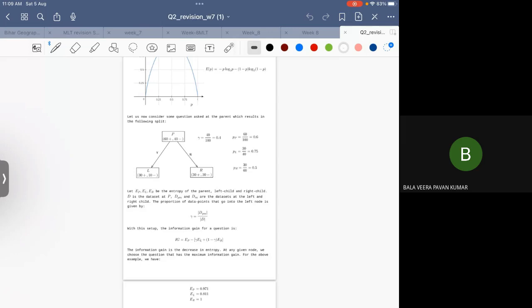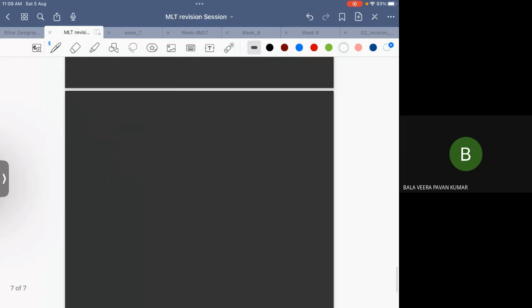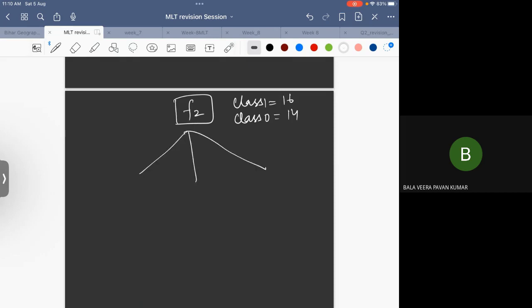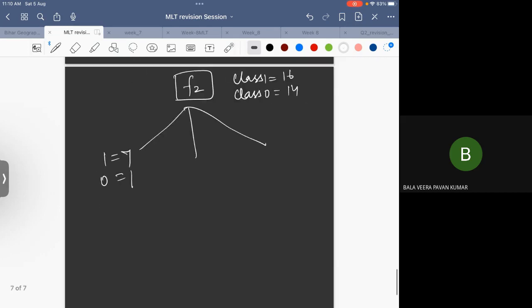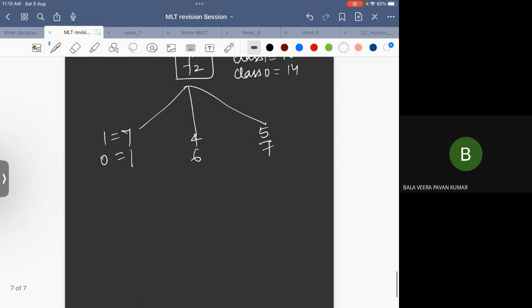Sir, for three decisions, could you write that formula for information gain? Okay, so see, let's for example, I'll just solve this. You have a feature. In feature 2, we have 3 branches. Right? So you have some feature 2, you have the class, let's put class 1 as 16 and class 0 as 14. Okay, and then you have 3 categories. Let's for example, this is class 1 is 7, 4, 6, this was 5, 7. Okay, and if you have to calculate the value, how will you calculate?